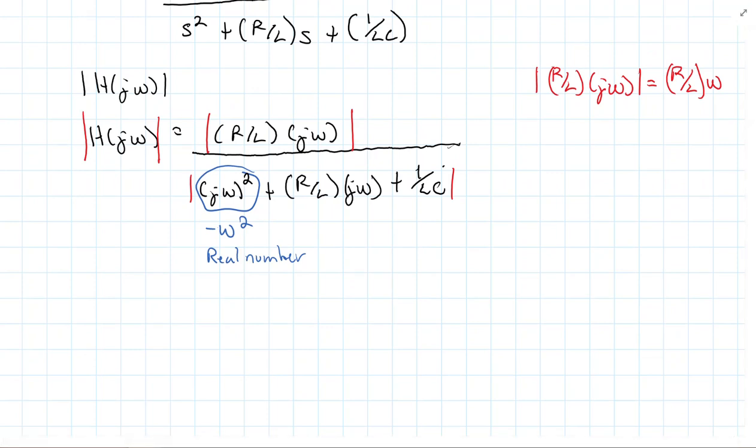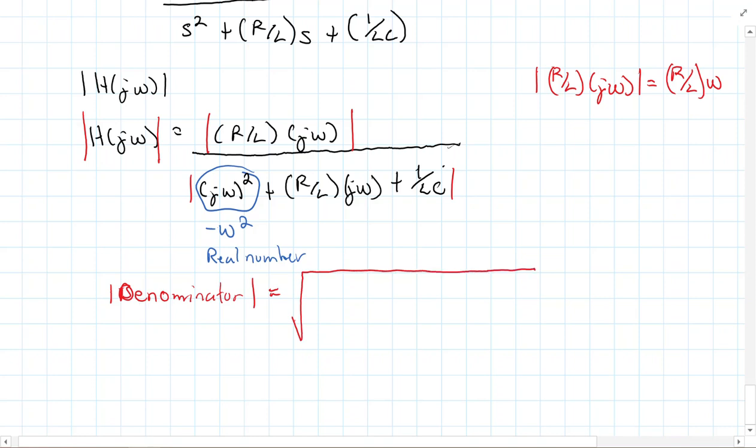So the magnitude of my denominator is going to be equal to the square root of 1 over LC minus omega squared, quantity squared, plus omega times R over L, squared.